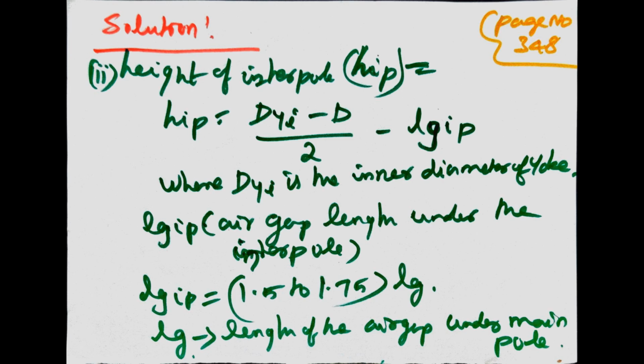Continuation of solution. Design of interpole. Third, height of interpole HIP is equal to DYI minus capital D divided by 2 minus LGIP. Kindly see in notes, where DYI is the inner diameter of the yoke, LGIP is the air gap length under the interpole. LGIP is equal to 1.5 to 1.75 LG, where LG is the length of the air gap under the main pole.